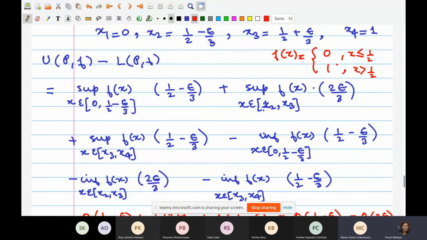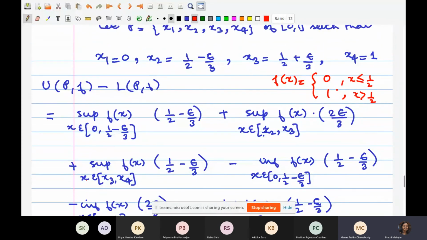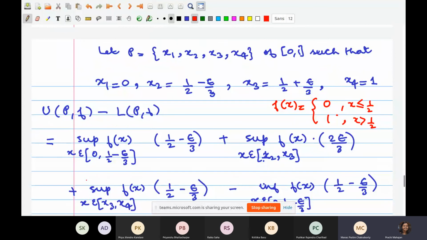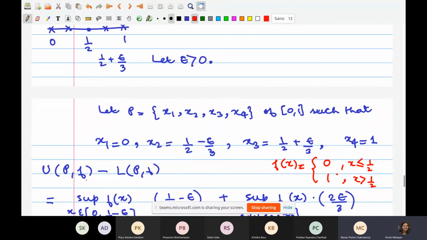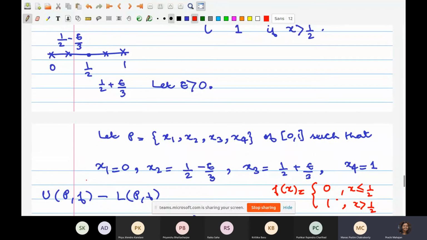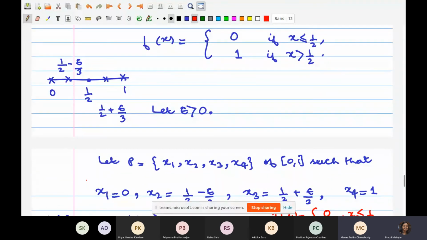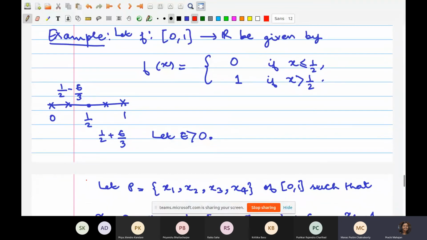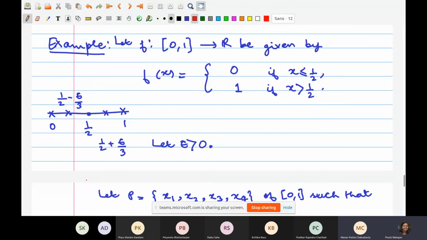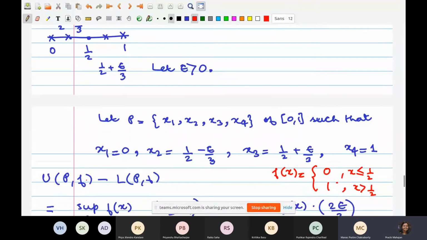So do you see what makes the proof work? Why do I choose this partition? You just choose a very small partition that sort of takes care of the point of the discontinuity. So although this function has a point of discontinuity, it still continues to be integrable. Is that okay? Is this example okay with everybody?